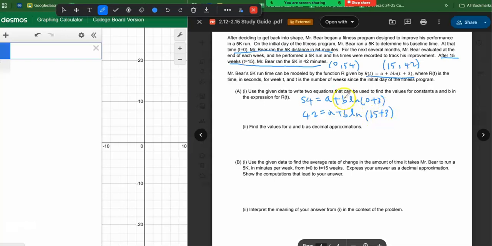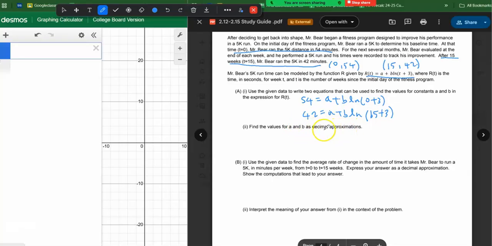That's all you need. Remember, this is the easiest point. You don't even have to do any math there. Just plug it in. A common mistake for the first one comes from writing r of 54 instead of writing 54. No, please don't do that. Number 2, find the values of a and b and use decimals.